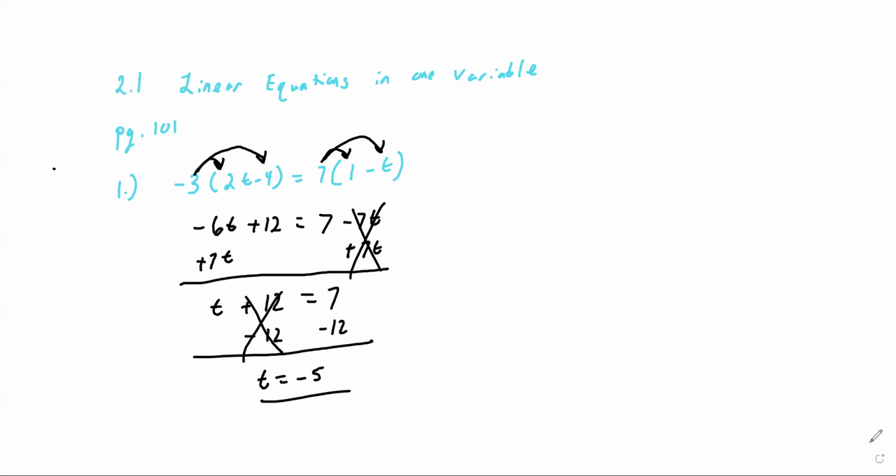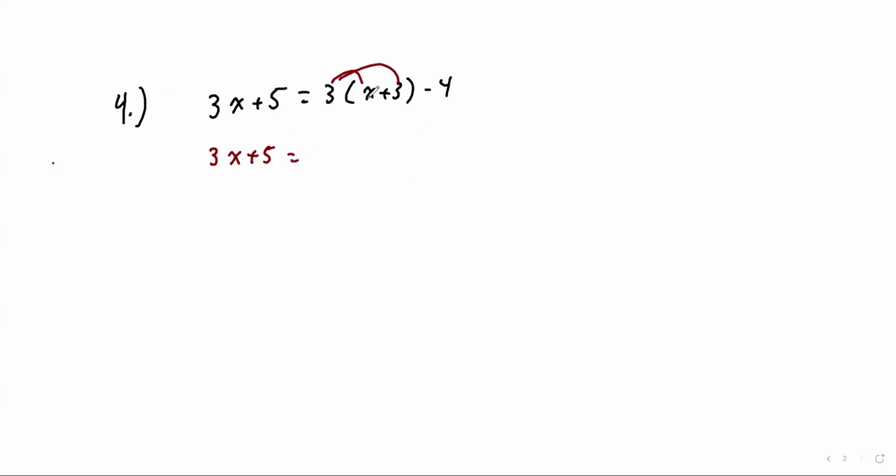Let's try lots more. Let's look at number 4. Number 4 says 3x plus 5 equals 3 times x plus 3 minus 4. So in this situation, again, got to get rid of that parentheses. That's always your first step. So I'm going to rewrite the left side because that's good to go. Distribute on the right side.